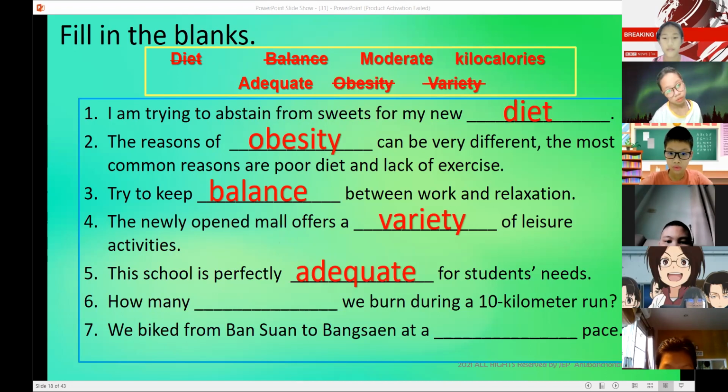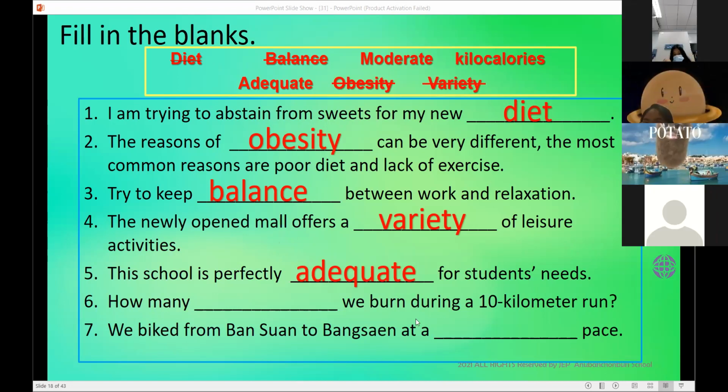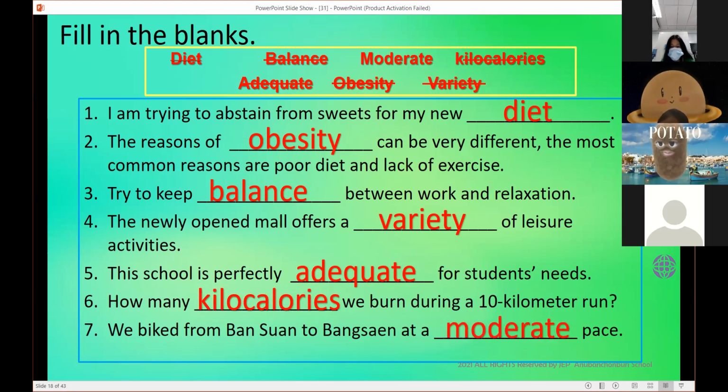Okay. For number six, let's call on Ginipa. Ginipa, what's your answer here for number six? How many blank? Kilocalories, very good. How many kilocalories we burn during a 10-kilometer run? Very good. Now, the last item here is number seven. I will just answer because you saw the correct answer already. We bike from Bansuan to Bangsen at a moderate pace. So moderate means just average, not too much, not too fast, not too slow.